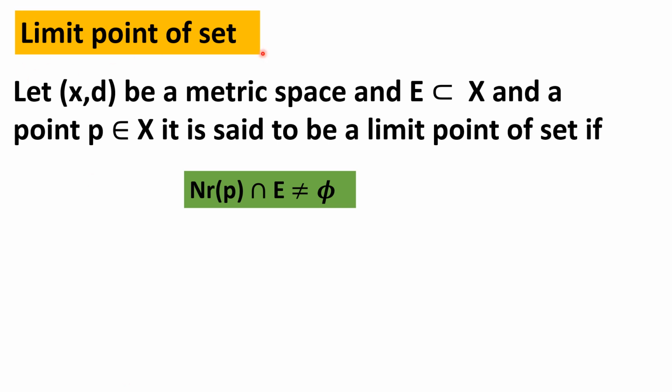Limit point of a set. Let (X, d) be a metric space and E is a subset of X, and a point P belongs to X. It is said to be a limit point of a set if the neighborhood of the point P intersection E is not equal to phi.